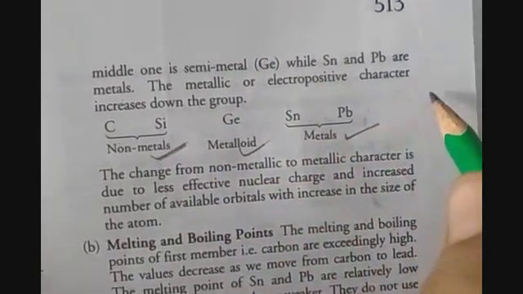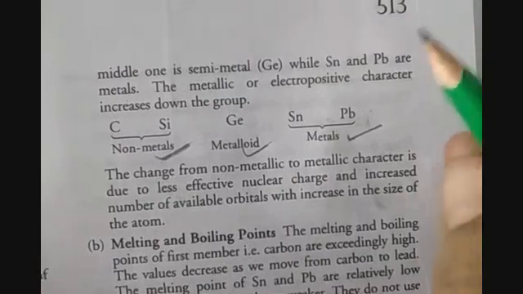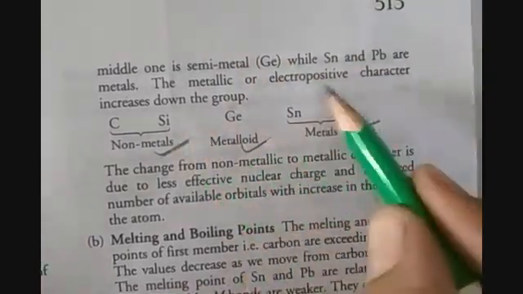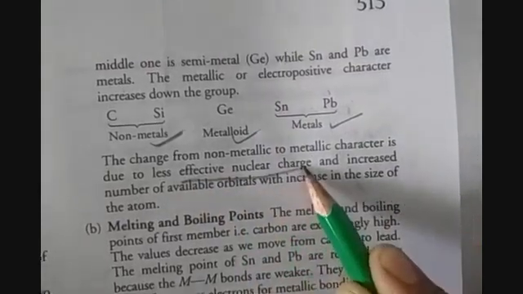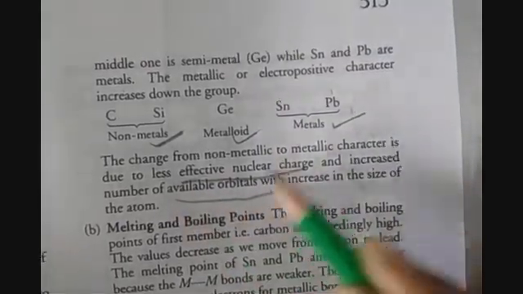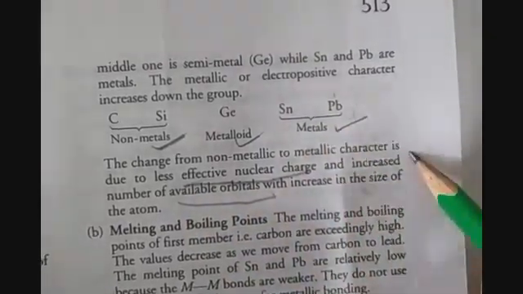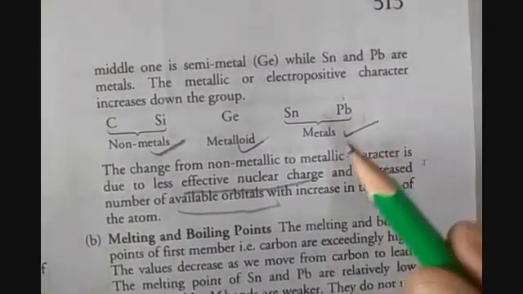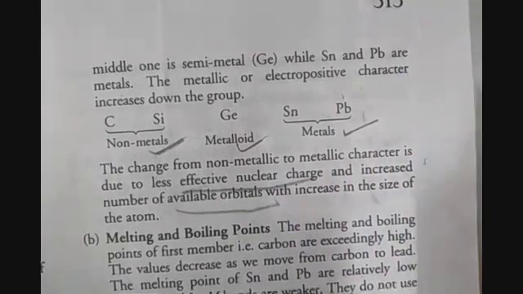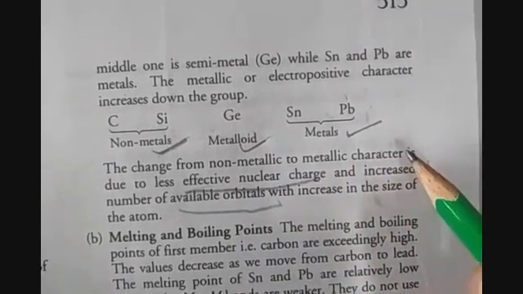So metallic character increases. Okay, and the change from non-metallic to metallic character is due to the less effective nuclear charge and the increased number of orbitals. Because up to down we have to go, size increases, available orbitals increase, and effective nuclear charge is less. Okay, so metallic character increases.